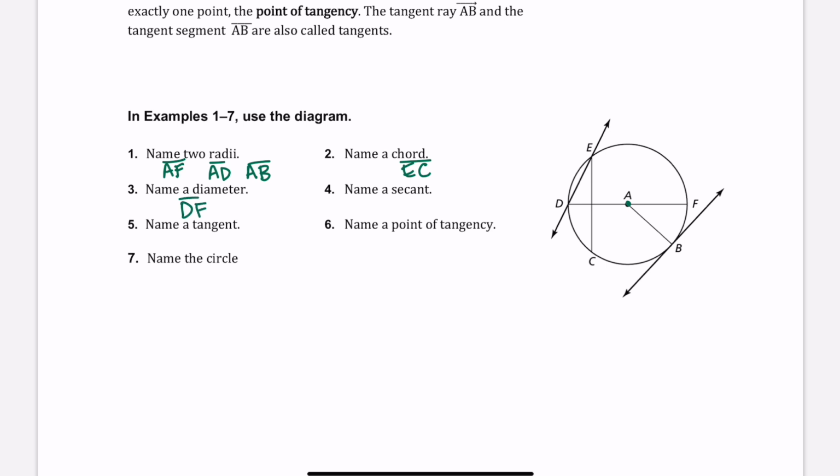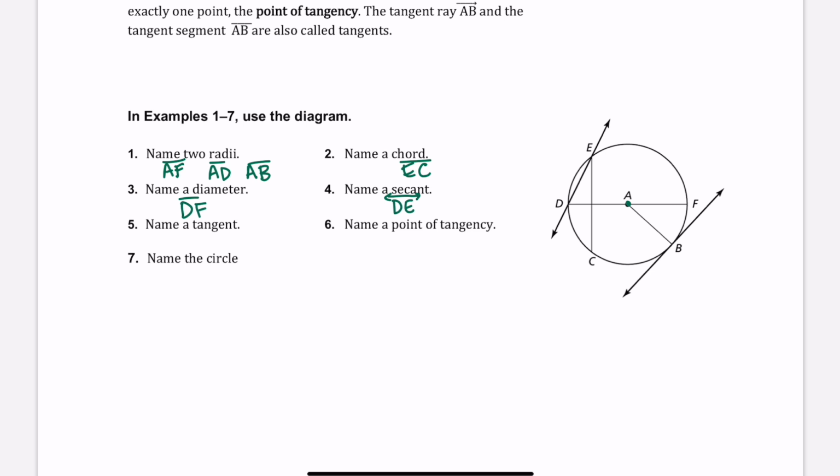Name a secant. A secant goes through the circle in 2 points. So ED or DE would be a secant line. I'm going to put arrows on both ends because it goes on forever.